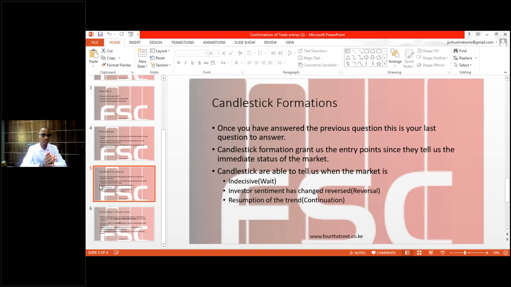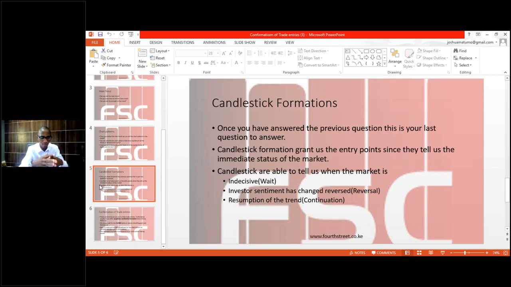And all we're looking for is candlestick formations and patterns that are in line with the main trend that we discussed earlier as I was starting on this topic. Once you've answered the previous questions of the trend, then you can go ahead to look for candlestick formations or candlestick patterns that inform us of our entry points, because they tell us the status of the market.